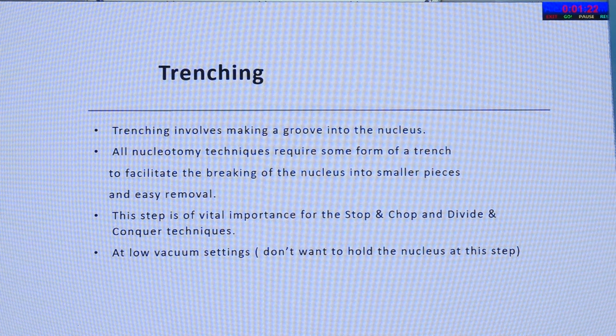Now, trenching is the most important step. It involves making a groove in the nucleus. This step is vital for stop and chop and divide and conquer techniques, and this should be performed under low vacuum settings because here we do not want to hold the nucleus.